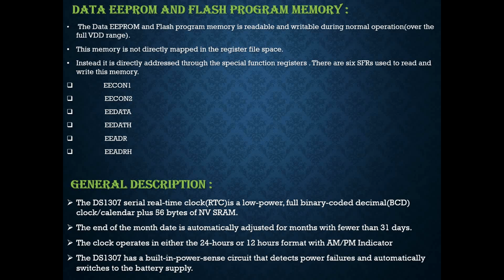General description: the DS1307 serial real-time clock is a low-power, full binary coded decimal clock and calendar plus 56 bytes of NV SRAM.